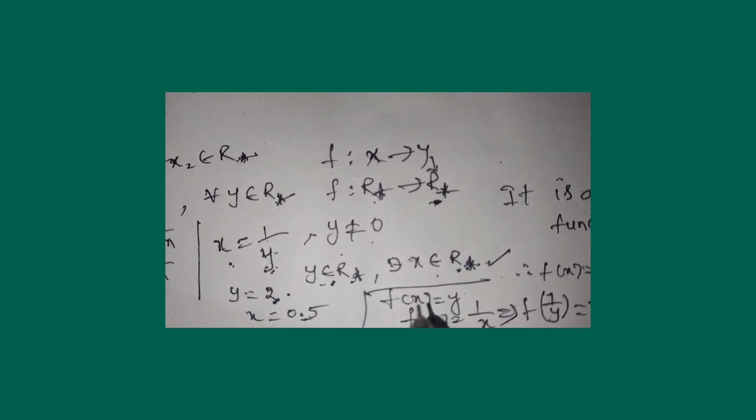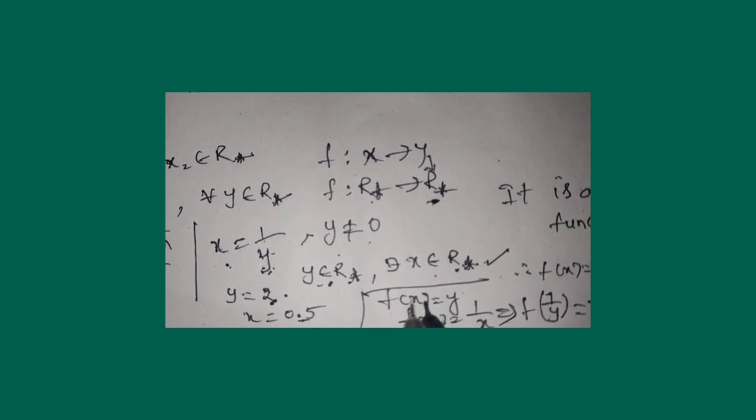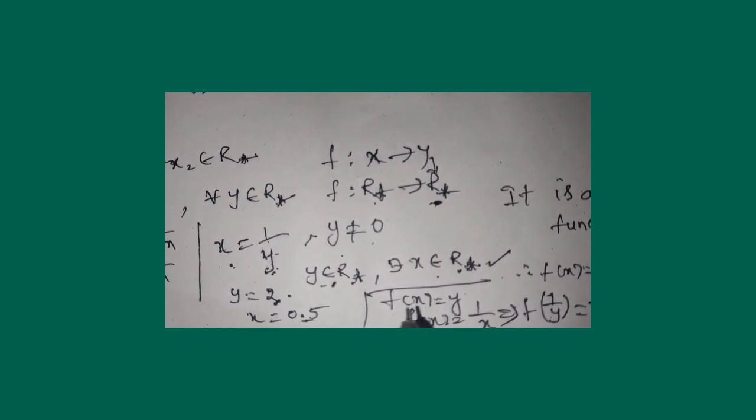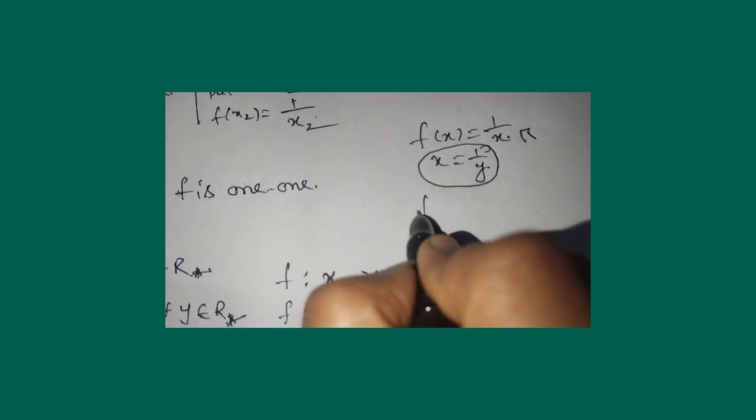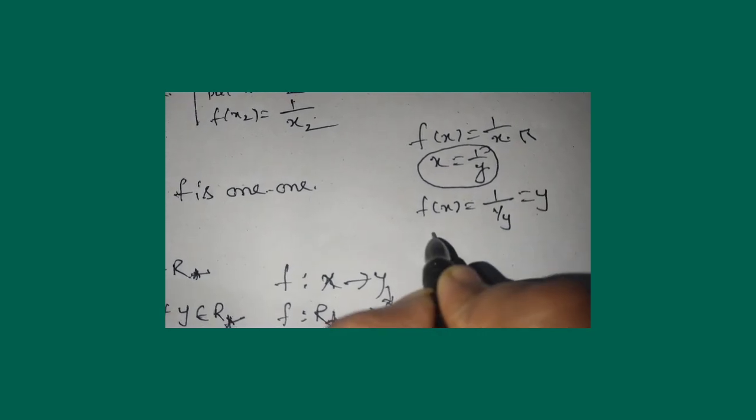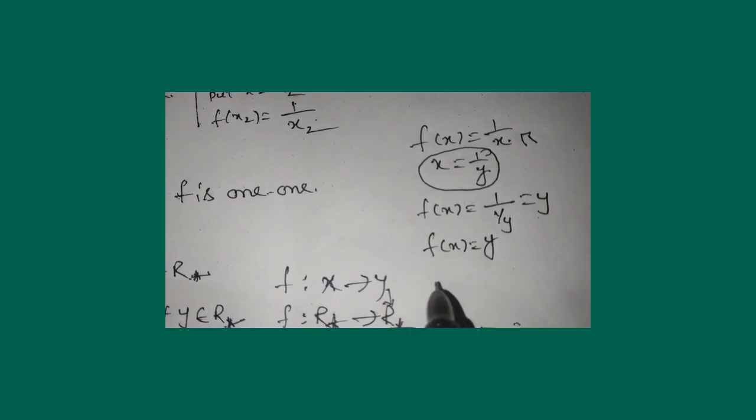Now apply the definition here. What is the definition for an onto function? f of x is equal to y. And what is f of x here? 1 by x. Now you write f of x is equal to 1 by x. What is the x value we got here? 1 by y. So write the x value in the given function. So f of x is equal to, what is x? 1 by y. That equals y. f of x is equal to y. Hence proved, f is an onto function.